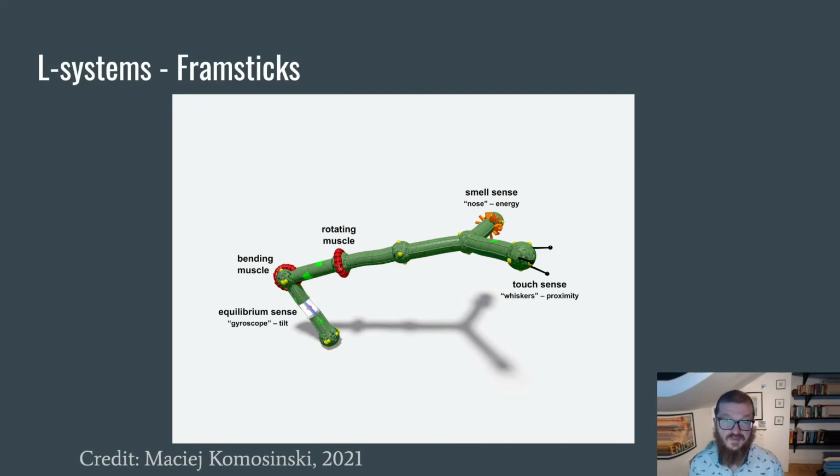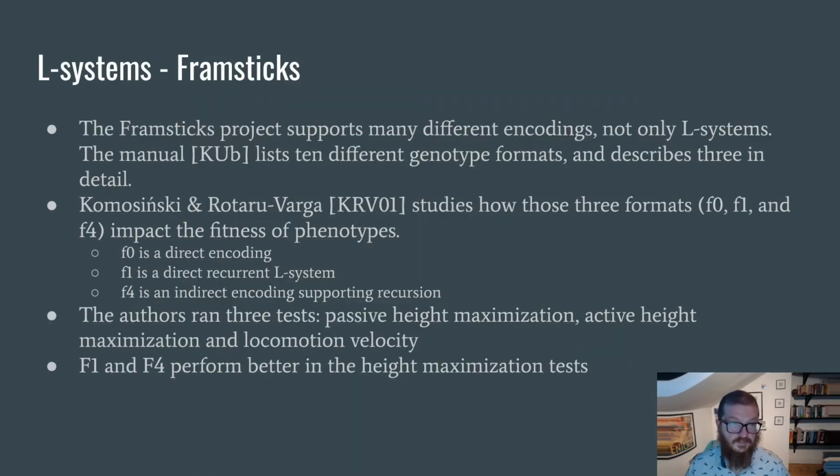Animats in Framsticks have 3 senses: balance, which is a gyroscope, distance to food, and touch, which is detection of physical contact, collision. Figure 4 in the paper illustrates the muscles and sensors of an animat. You see it here. So Komosinski and Rotaru-Varga study how those 3 formats, F0, F1, and F4, impact the fitness of phenotypes.